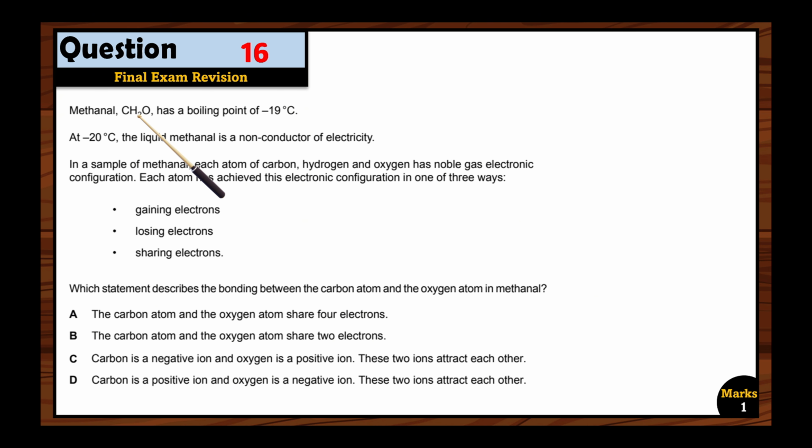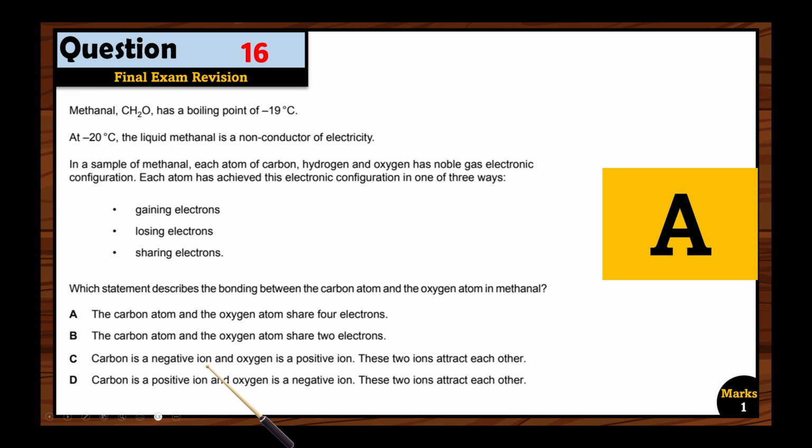So it will share 4 electrons. 2 it is already sharing with hydrogen, right? So how many are left? Only 2. So actually, carbon is just making 2 bonds, sharing 2 electrons, with oxygen. So if you see, option B can be right because the carbon atom and the oxygen atom share 2 electrons.